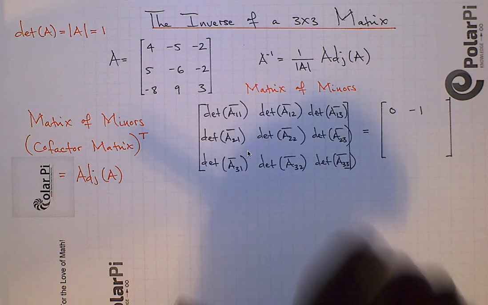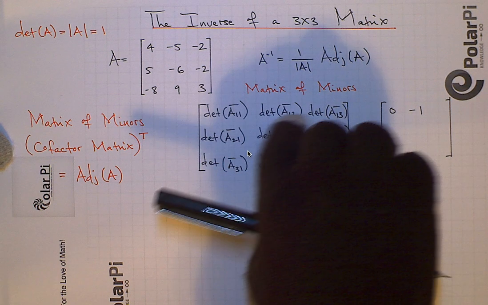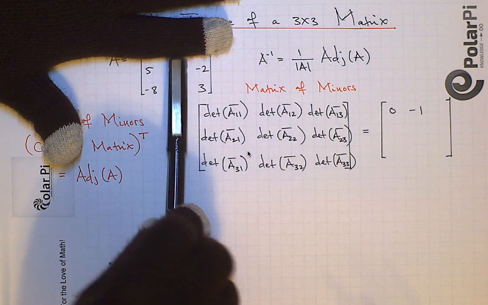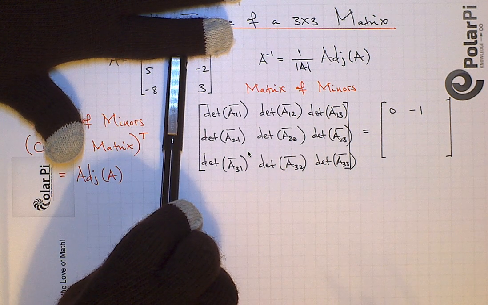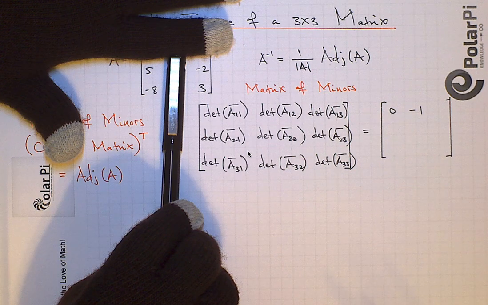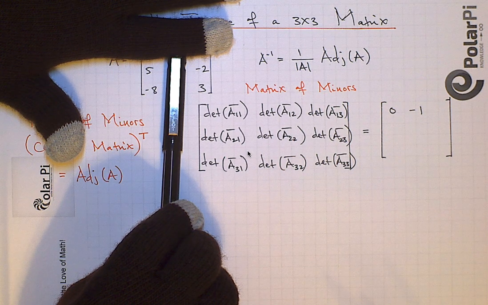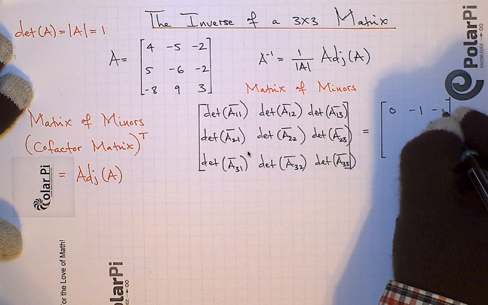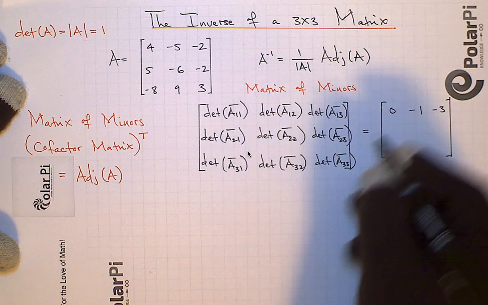Let's see. So this guy would be determinant of A12 bar, and so that'd be like the determinant of this matrix right there, and that'd be what? 5 times 3 is 15, minus -8 times -2 is positive 16. So 15 minus 16 is -1. Okay, cool. So I did fine. And then this is going to be -3 right here. And then this is going to be 3.